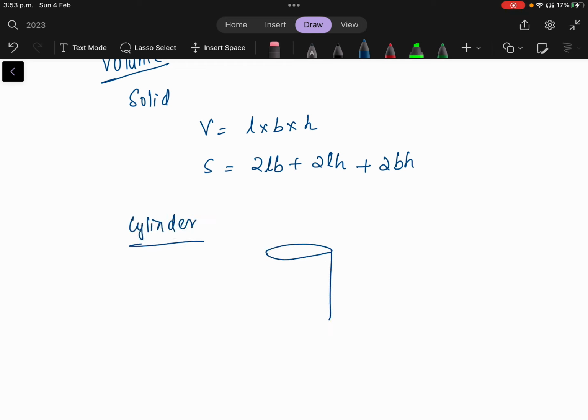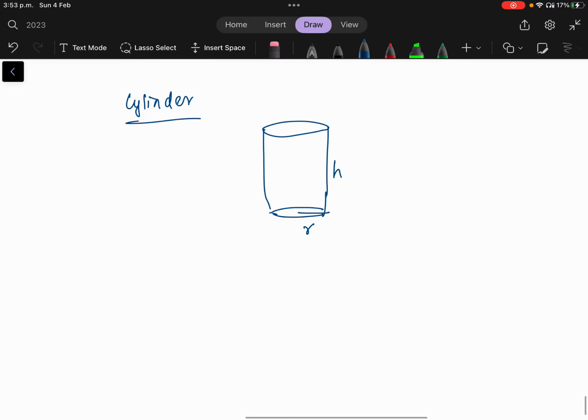Second thing is the cylinder. Suppose you have a cylinder like this, and this is the height of the cylinder and this is the radius. Volume will be equal to pi r squared h. It's there in the formula table; I was just showing the sides and how to find the measurements. And then the total surface area will be equal to 2 pi r times (h plus r).